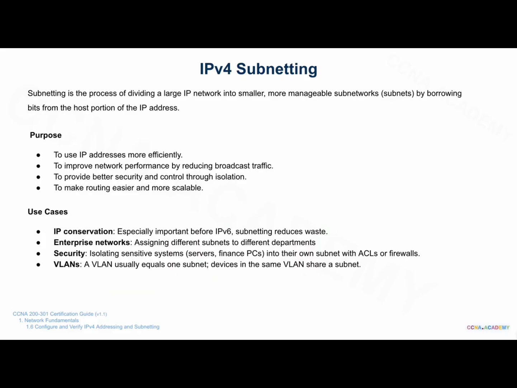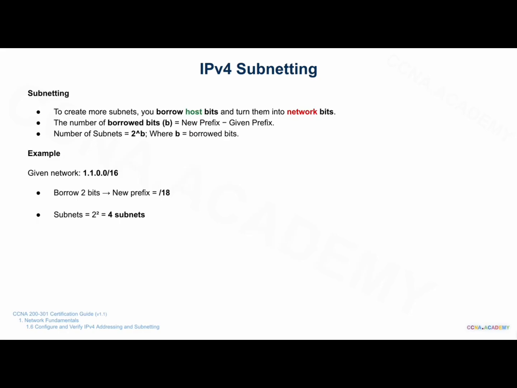Subnetting is the process of dividing a large network into smaller and more manageable subnetworks. We do this by borrowing bits from the host portion of the address and turning them into network bits. The main goal is to use addresses more efficiently, reduce broadcast traffic, and improve performance and security. When we borrow bits from the host portion, we create more subnets. The number of subnets equals 2 raised to the power of the number of borrowed bits.